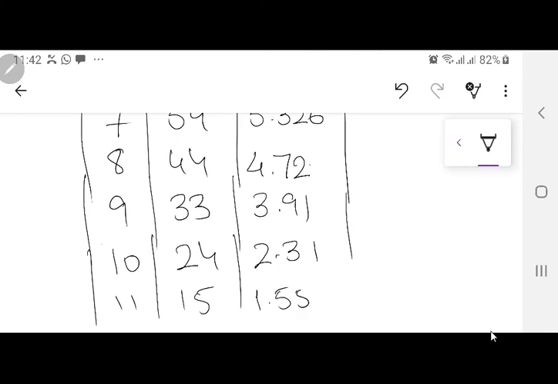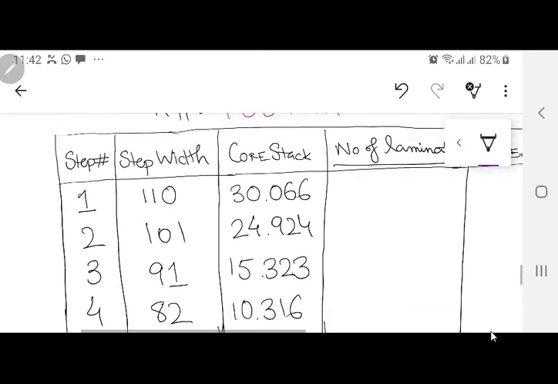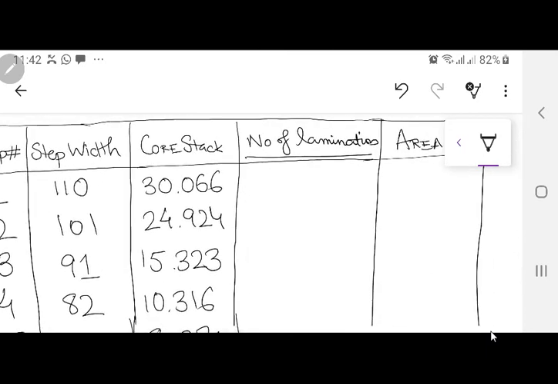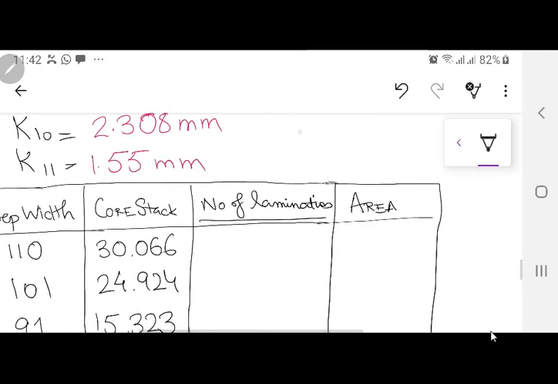1.55. Okay. Now the first two columns are based on the step width over here. The second column is the core stack, which is how much stacking of the core laminations you are going to do. Now, number of laminations. This is a very important point. Since we are talking in terms of gross area, if my lamination has a thickness of 0.3 mm, listen to this very carefully: if my lamination has a thickness of 0.3 mm, then there is going to be some addition in that thickness when the insulation is covered.